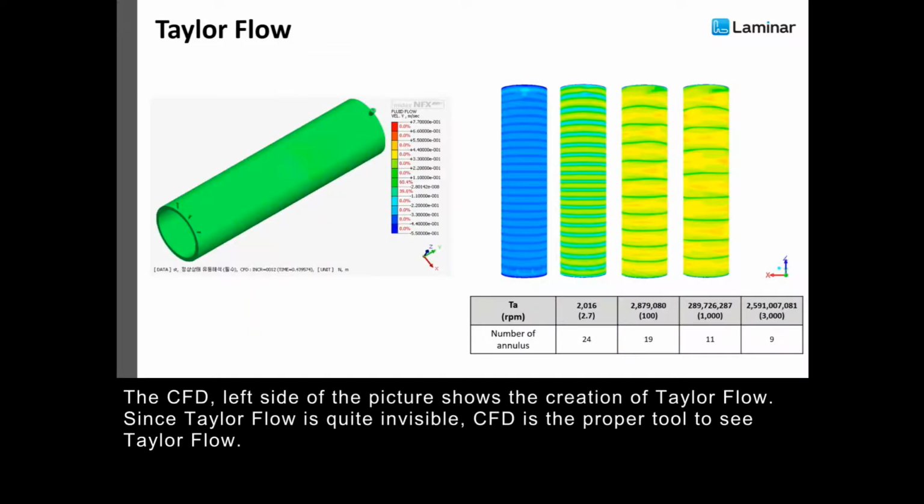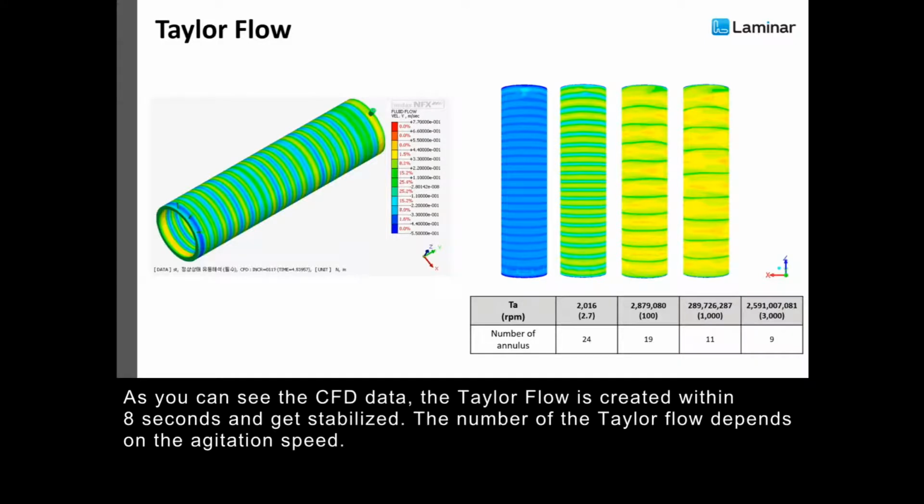The CFD, on the left side of the picture, shows the creation of the Taylor flow. Since the Taylor flow is quite invisible, CFD is the proper tool to see the Taylor flow. As you can see in the CFD data, the Taylor flow is created within 8 seconds and gets stabilized. The number of the Taylor flow depends on the agitation speed.